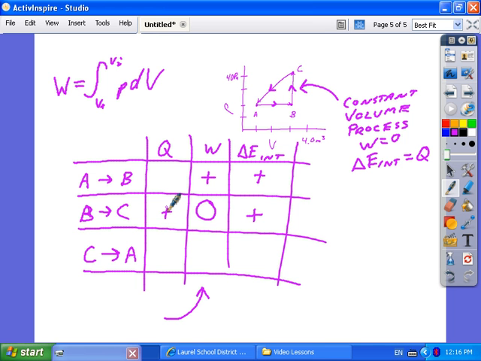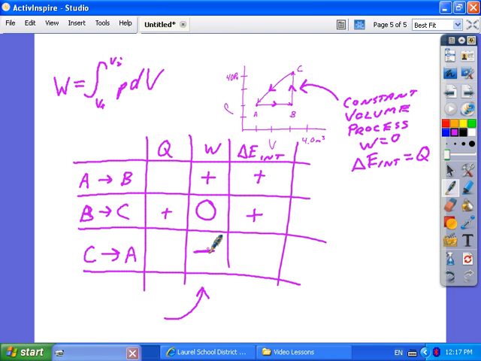Alright? Now, let's look at the work going from C back down to A. Now my initial value for volume is going to be a high volume, and it's going to go down to a low volume. So when I go final minus initial, I'm going to have a lower number minus a higher number. Anytime you have a smaller number minus a bigger number, that means that you're going to, in the end, have negative work coming out here.